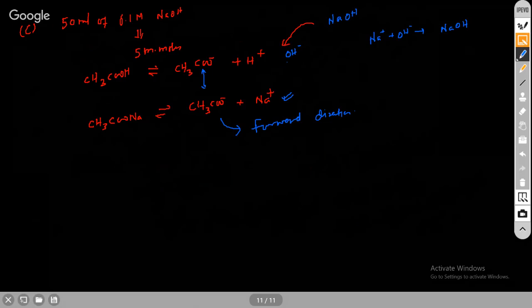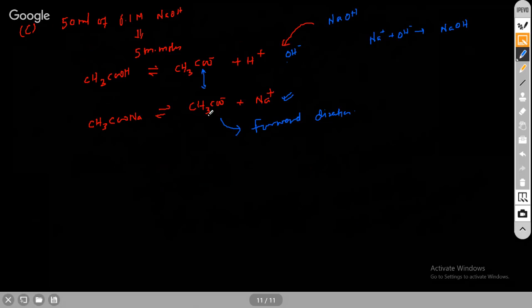When you add acid into it, the first reaction goes in the backward direction. That is how it neutralizes the additional OH minus or H plus that we are giving in, right? So this is the extra OH minus we are giving in. It has to neutralize to maintain the pH since it is a buffer solution, right? And it is neutralized by this NaOH, Na plus and OH minus.